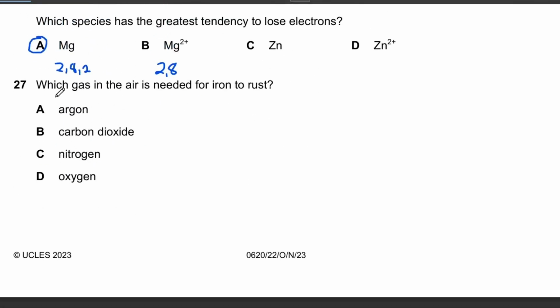Next question. Which gas in the air is needed for iron to rust? Simple question. That will be D, oxygen. Rusting needs oxygen. So rusting basically is iron plus oxygen plus water.